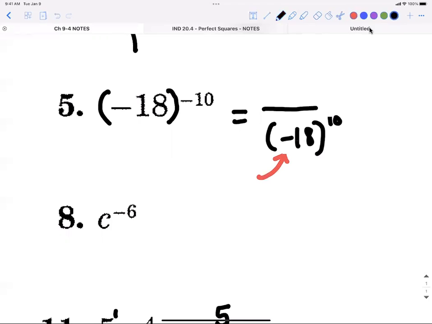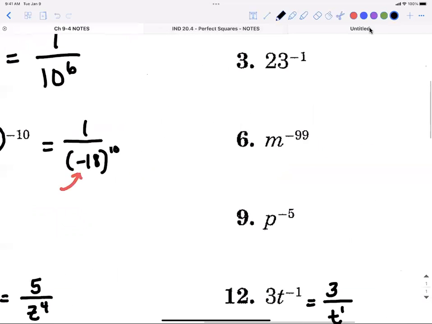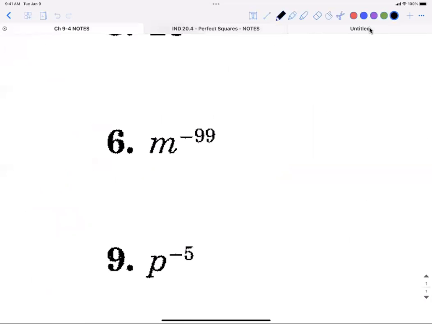Do I ever leave it empty? Yep, so you stick a 1 there, because anytime you have a denominator, the understood numerator, unless it's something different, would be a 1. Okay. Now I don't have an example like this, but I just want to share this.